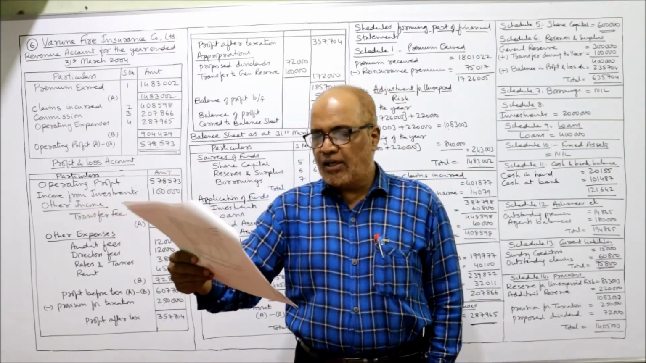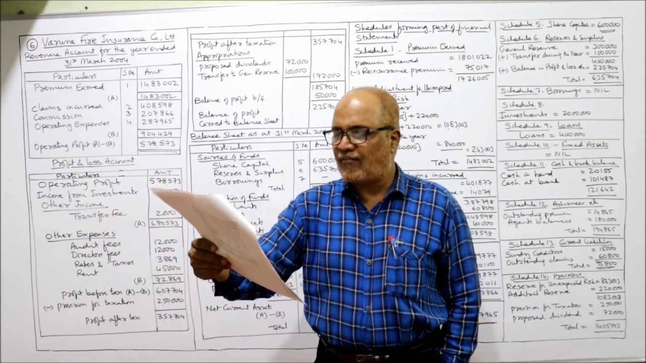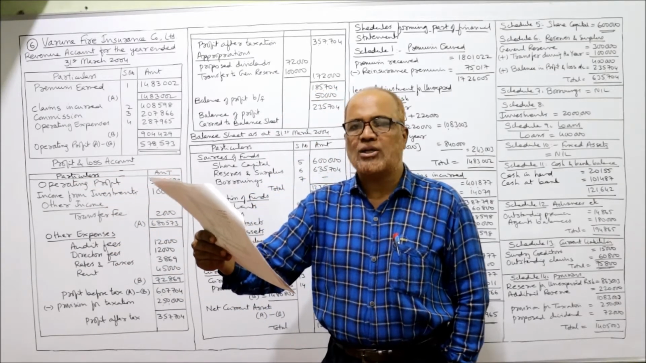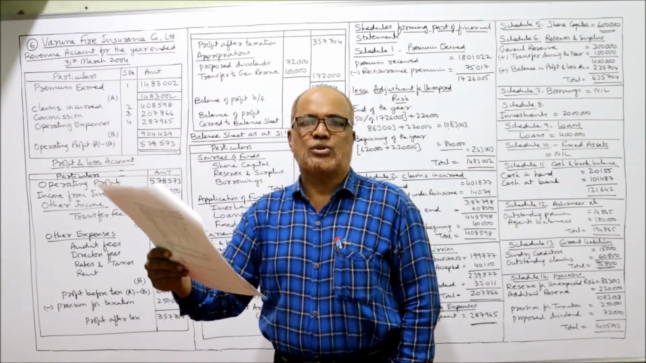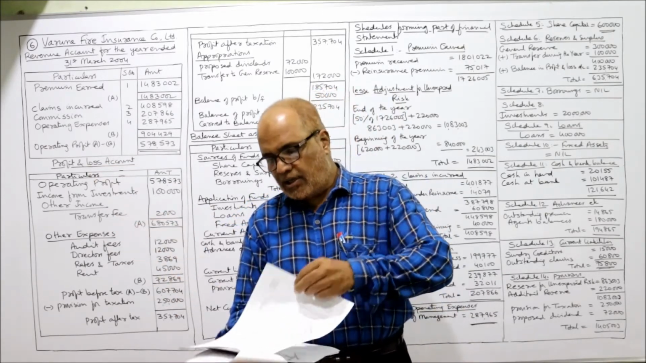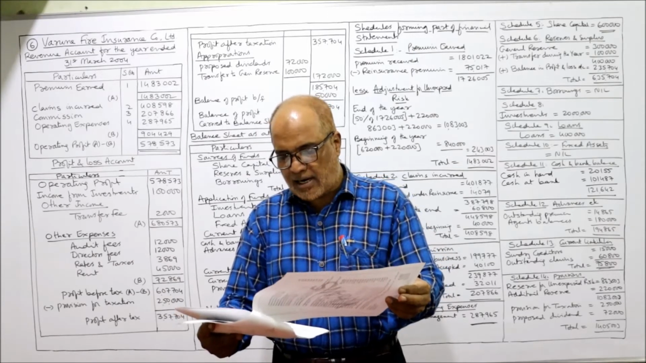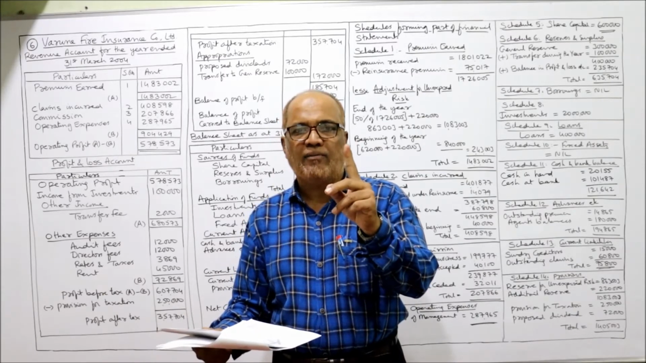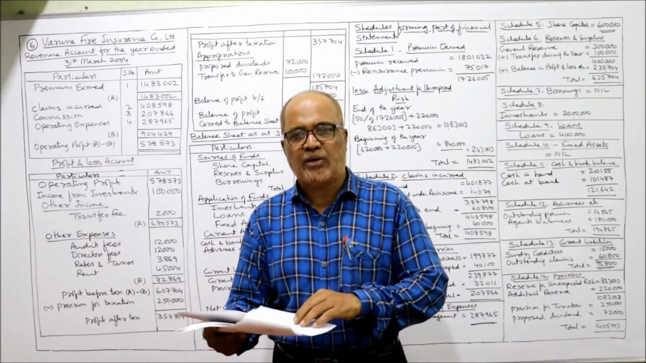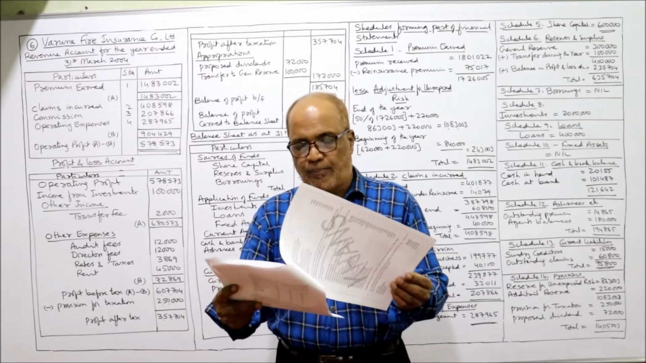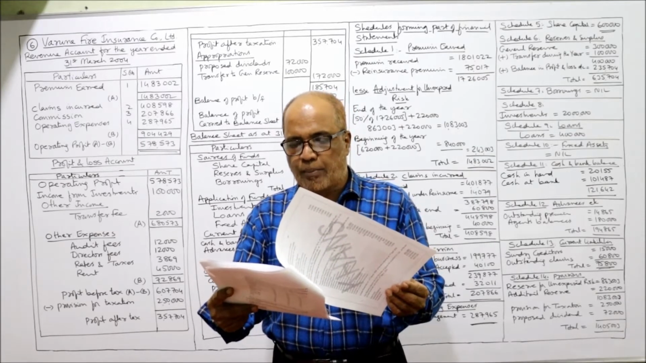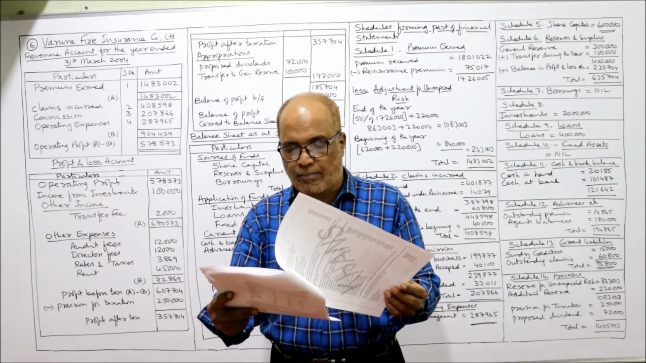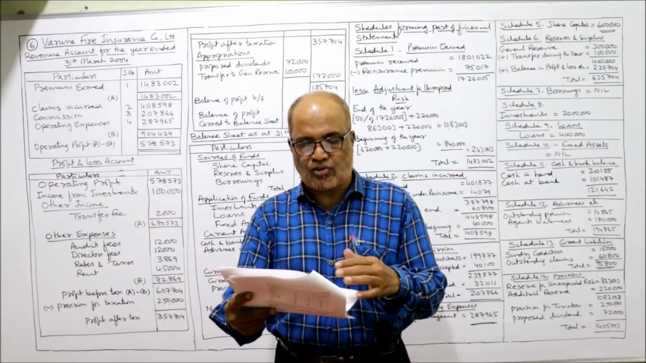See the problem carefully. The following figures are from the books of Varuna Fire Insurance Company Limited at the end of their financial year ended 31st March 2004. Rupees in thousands. First of all, here we are given the trial balance items and a few adjustments are also given. The trial balance items will appear only once, whereas adjustment items will appear twice. Now what we have to make in this problem: from the above, you are required to prepare fire revenue account, profit and loss account and balance sheet of the company after taking into consideration the following.